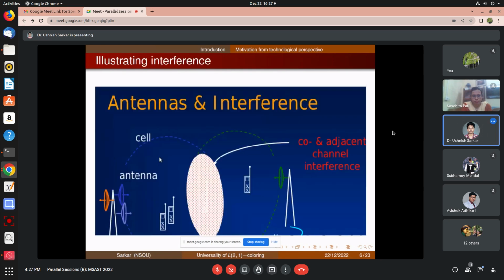Now, here's a pictorial description, an illustration of what we are actually dealing with. As we can see, there are some antennas. Their regions of transmission are intersecting, and at the right side of this slide, I have written co-channel and adjacent channel interference, which is basically interference due to two nearby channels, or not exactly nearby, but also very close in that sense.